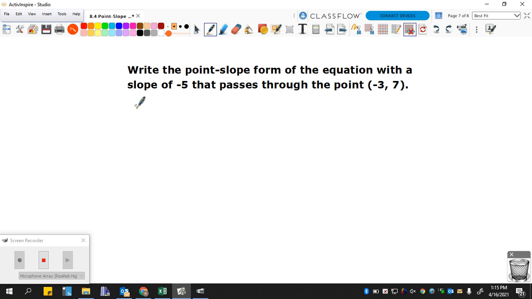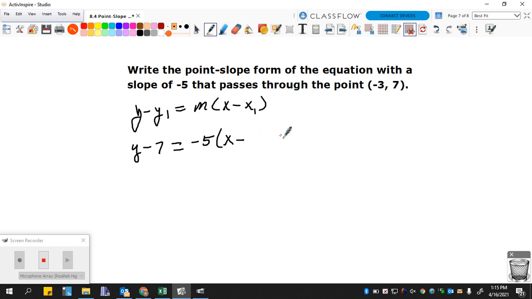Write down the equation. Y minus y1 is equal to m times x minus x1. So we end up with y minus, our y is 7, is equal to m, which is negative 5, times x minus, our x value is a negative 3. Once again, we have a double negative here. So we end up with y minus 7 is equal to negative 5 times x plus 3.